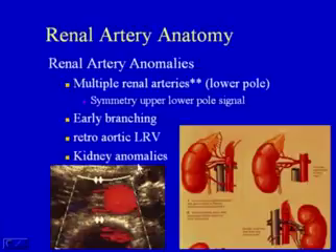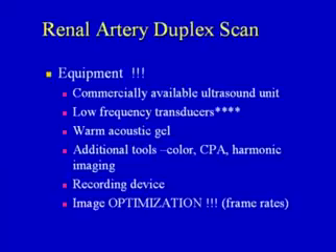Now, if you see kidney anomalies, horseshoe kidneys, pelvic kidneys, these are often associated with variances in the anatomy of the renal arteries. So one should be suspect, if they see an anomaly of the kidney, that the renal artery might not be in its normal location. Equipment. It is very, very critical to have state-of-the-art equipment.